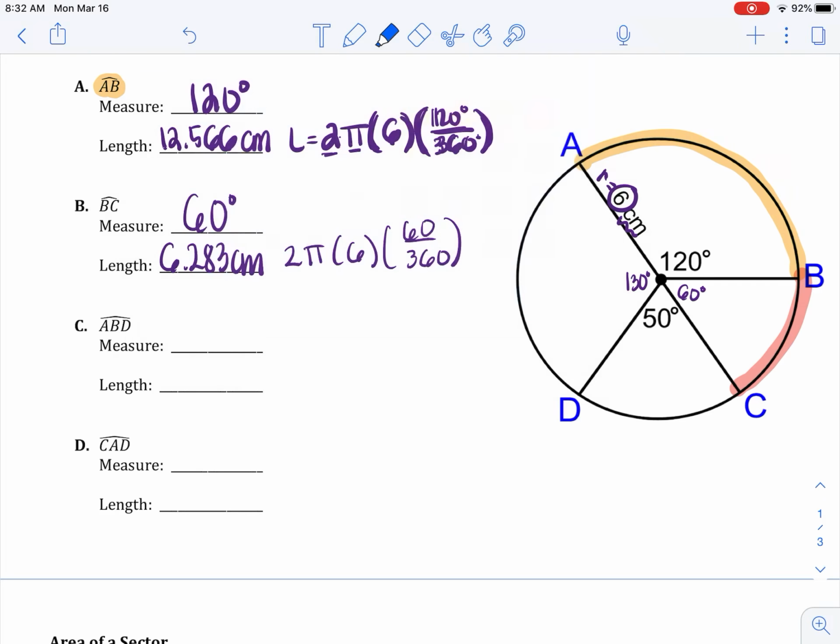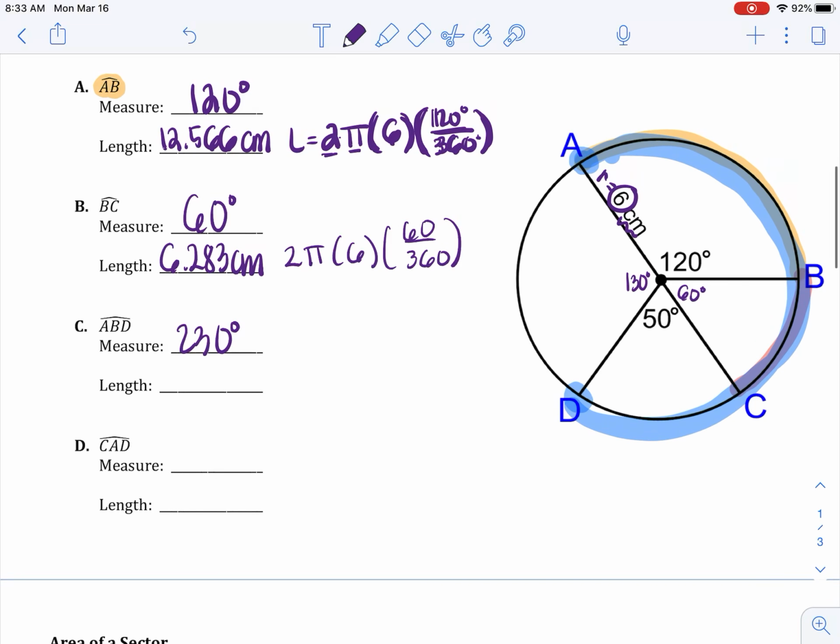So let me get a new color here. So arc ABD. Realize if I'm starting at A and I have to get to D and go through B, ABD, this arc right here. So first off, I need to know the measure of that arc. I can either add 120, 60, plus 50, or I can do 360 minus 130 because that's what's left over. Either way, you should get that that arc is 230 degrees.